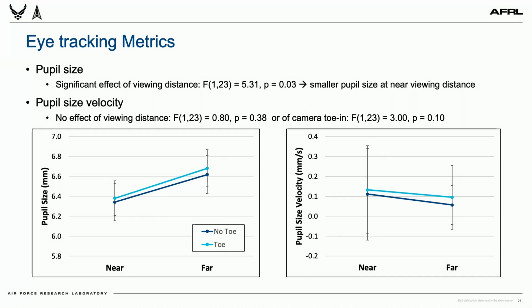Pupil size, we found a smaller pupil at the near viewing distance, which could be indicative of eye strain. But we did find no change in pupil size velocity across the viewing conditions, which gives you a hint that this isn't a good indicator. Another couple things is that our near viewing distance did have a bit of increased luminance. And also you have higher vergence accommodation mismatch at the near viewing distance.